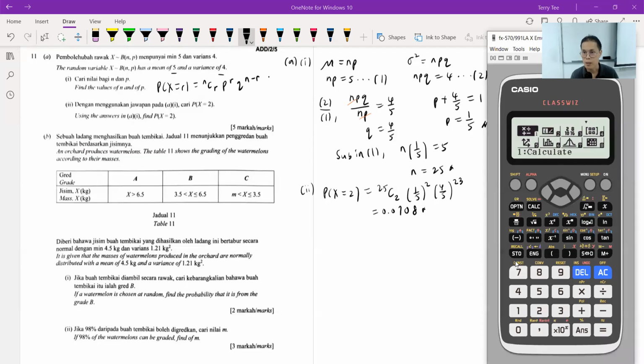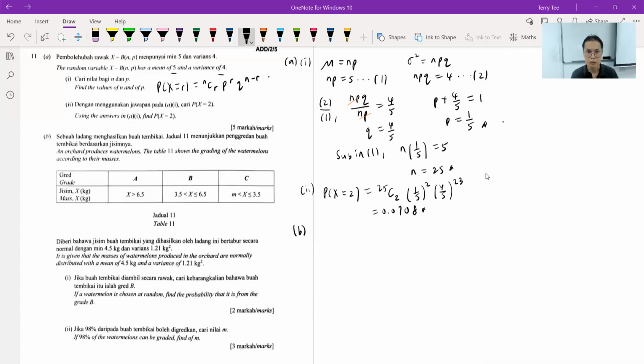You press mode, press 7, go to binomial PD, go to number 2 for variable, right? Then your X is now 2, your N is 25, your P is 1 over 5. There you go. My answer is the same, 0.0708. If you want, you can use more decimal points, 0.07084, right? Okay, so let's look at the second part.